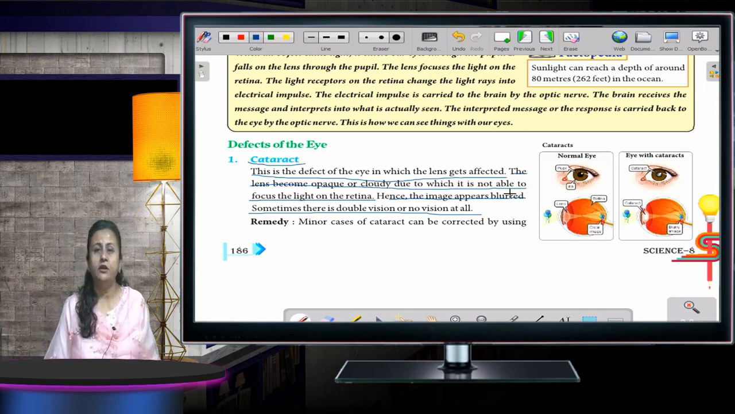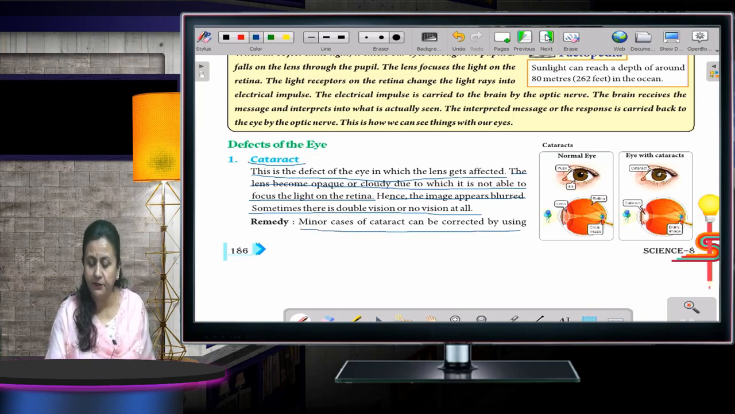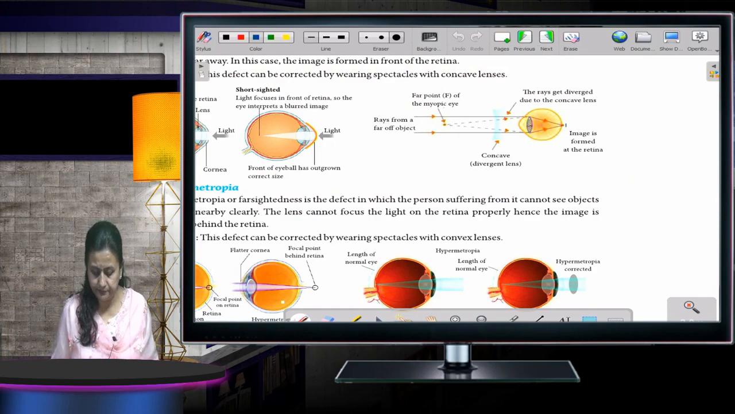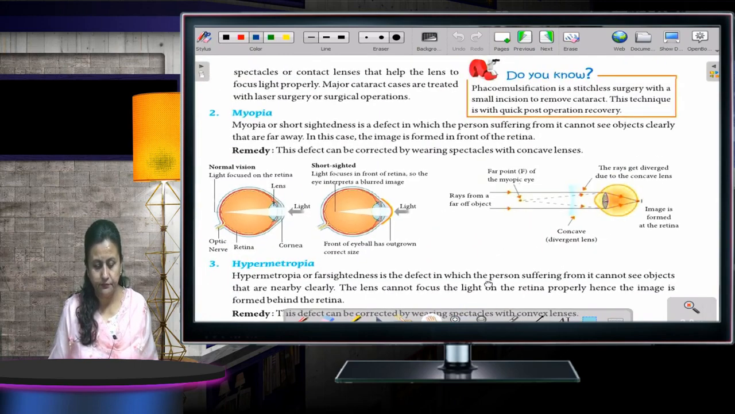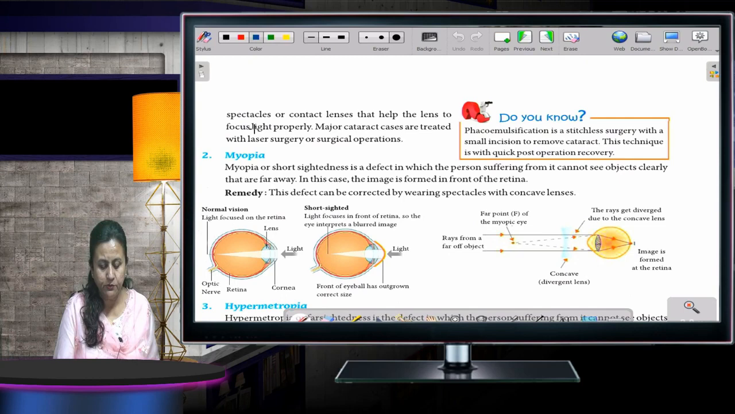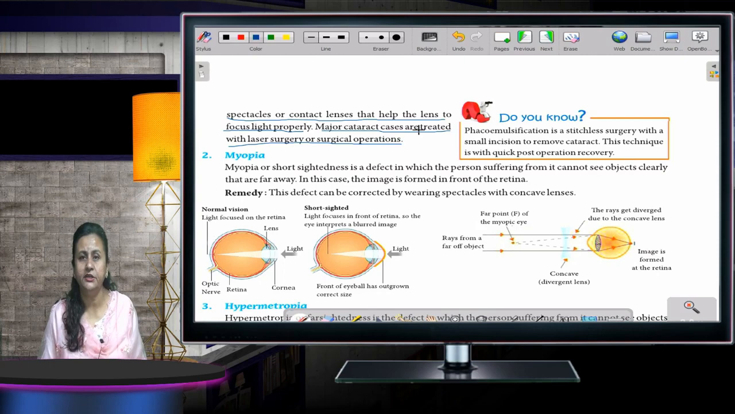What is the remedy for that? Minor cases of cataract can be corrected by using spectacles or contact lenses that help the lens to focus light properly. Major cataract cases are treated with laser surgeries or surgical operations. Especially in old age, when a person gets cataract, the doctor advises either to use specs or to get it operated.